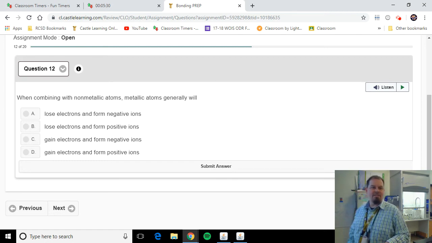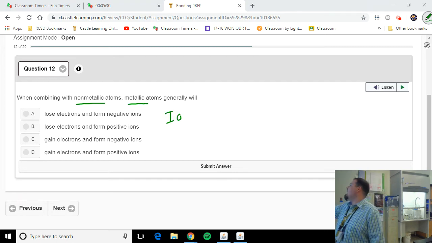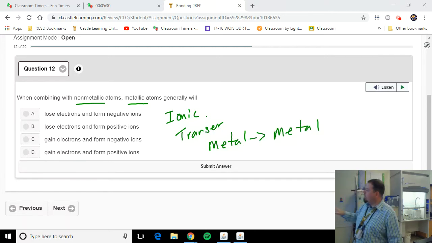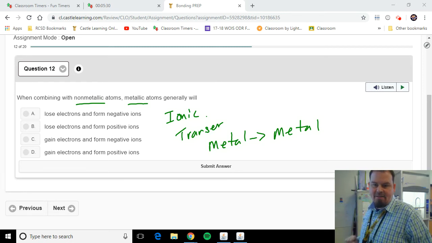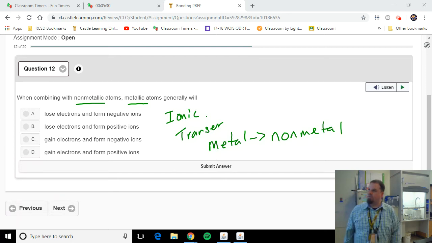When combining with nonmetallic atoms, metal atoms generally... Well, metal, non-metal, that tells me ionic. And I know that ionics transfer electrons from metal to non-metal. We just wrote this on a different question. I know I wrote that exact thing on a different question because I know what ionics are, and that's the definition, and I didn't write it properly. It's metal to non-metal. I turned around and looked, I forgot the non. So it happens when you're going fast. From metal to non-metal, we know that this is there.